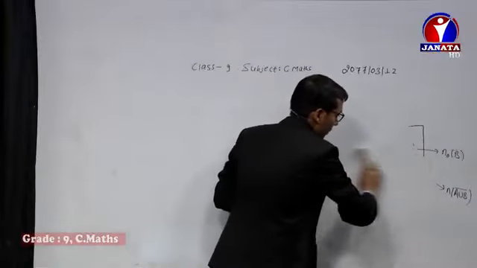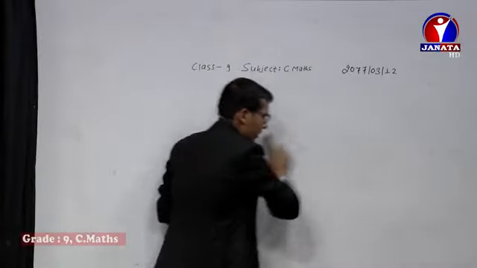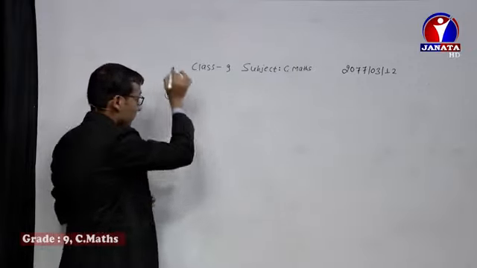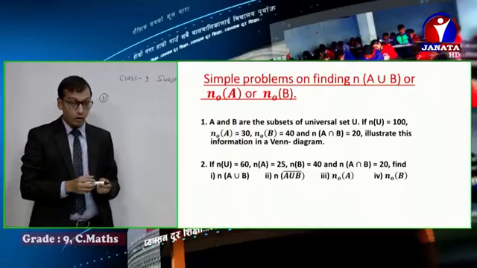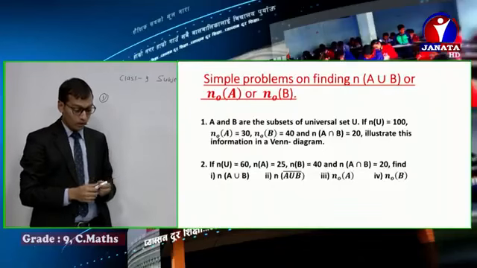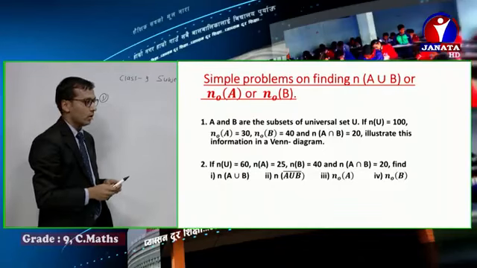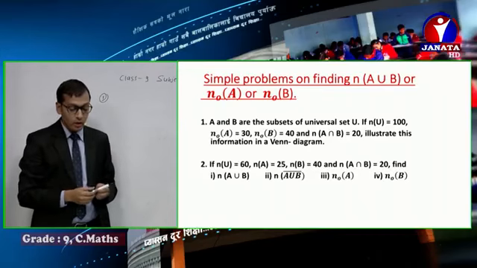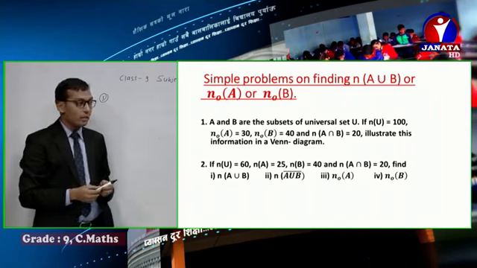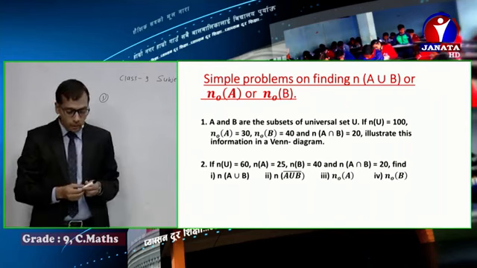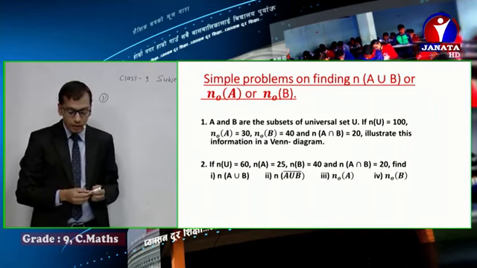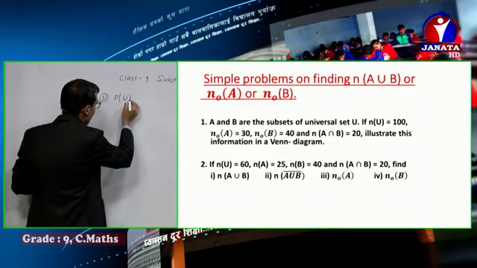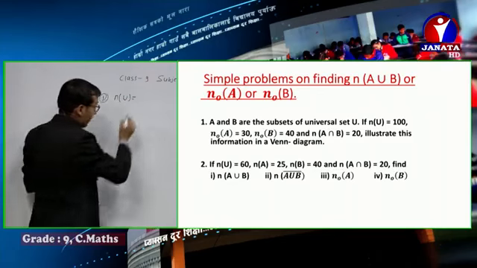So let me take a question. So here I am discussing a basic question based on union, intersection, and we can solve this question with the help of a Venn diagram. So let me read out the first question. A and B are subsets of universal set U. If n of U, here what is n of U? It's 100.